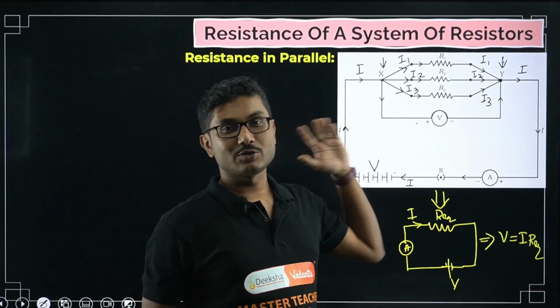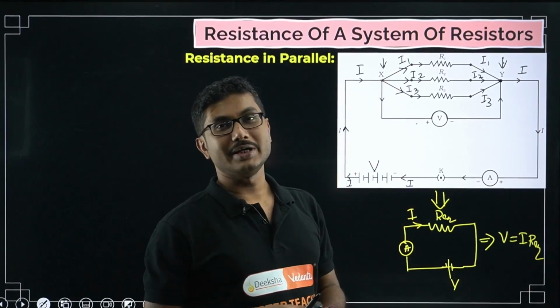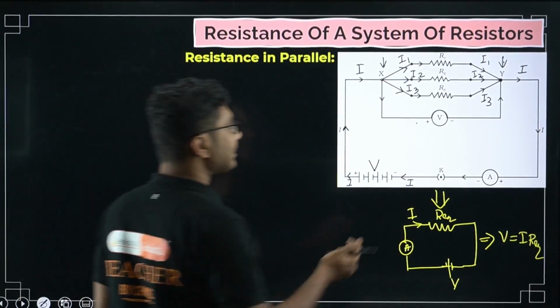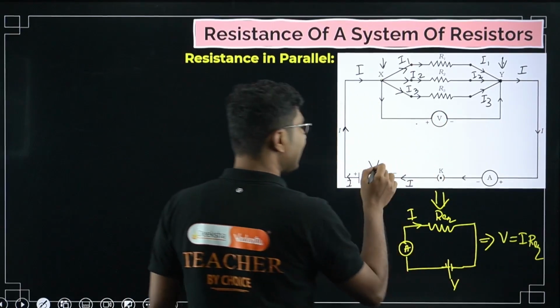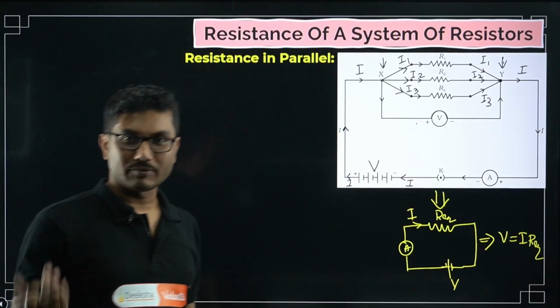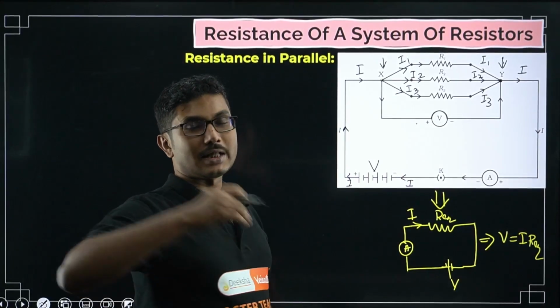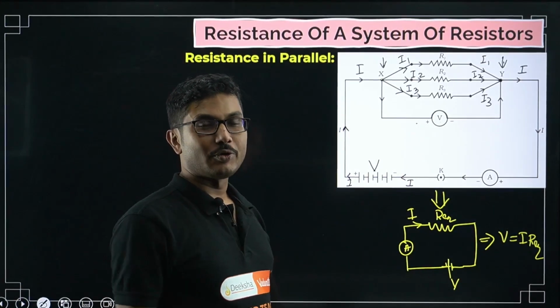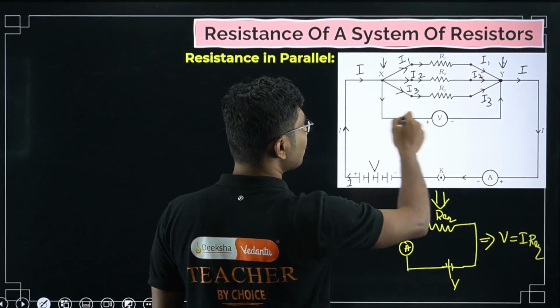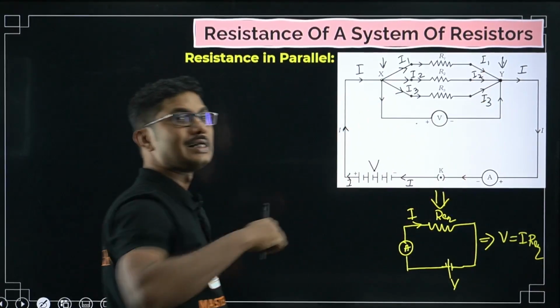So voltage has to be the same across all 3 resistances. So what is that constant voltage? Say V, because this V has to be equal to the supplied voltage. There is no other voltage source. There is no way the voltage can be taken away anywhere. So whatever voltage you applied, the same voltage has to be here for all 3 resistances.